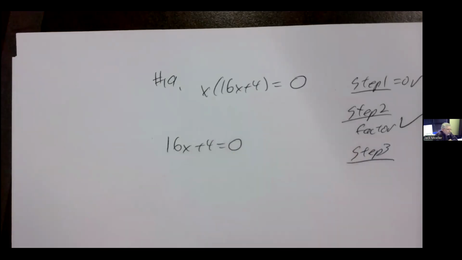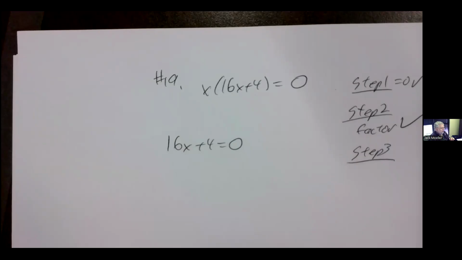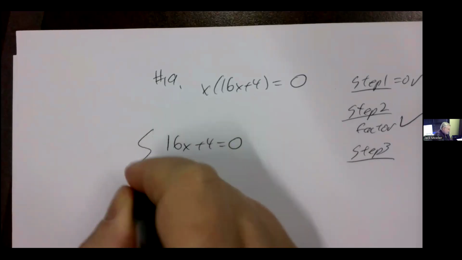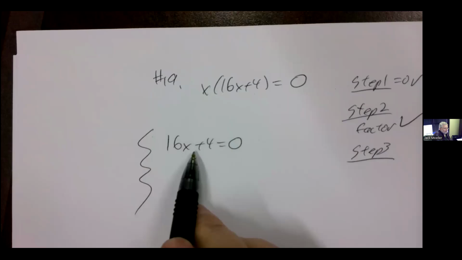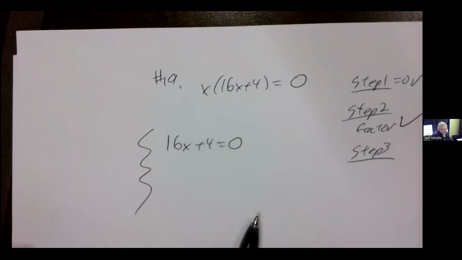So here's what I say a lot of people do: all they would do is 16x plus 4 is equal to 0. They'd solve that and call it good. If you do that, you're going to get a wrong answer. Reason being, this is not the only factor.